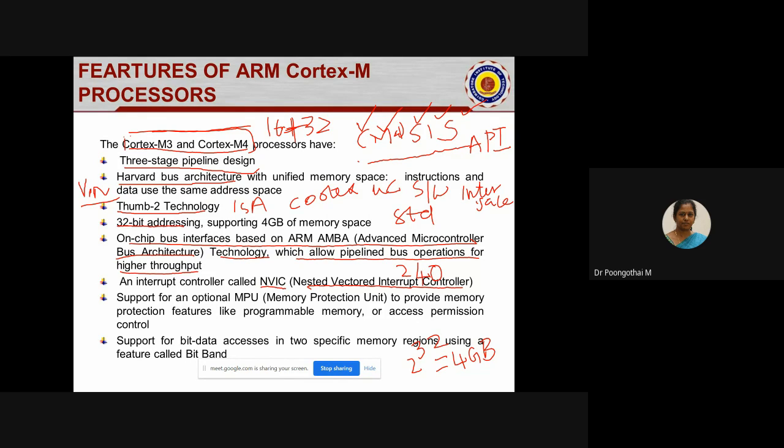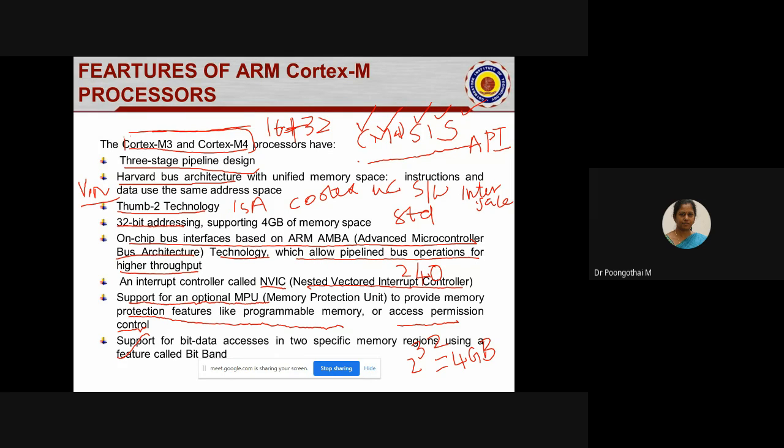And it supports an optional memory protection unit to provide memory protection features. Using this unit, we can protect the memory, that is your internal memory, RAM, SRAM, and flash memory, to provide memory protection features like programmable memory and access permission control. And also it supports bit banding, memory bit banding. So support for bit data access into specific memory regions using a feature called bit band. Okay, I will explain this later.